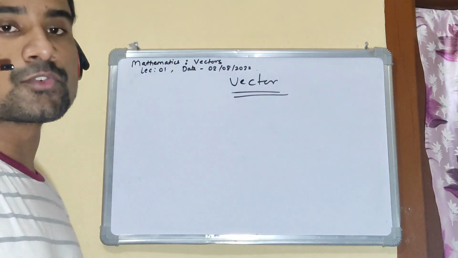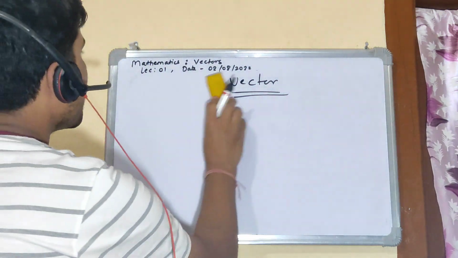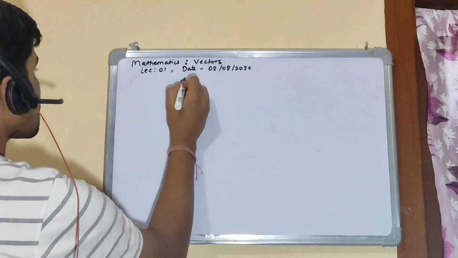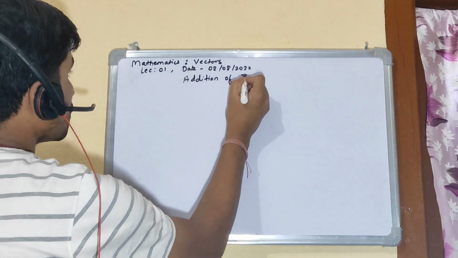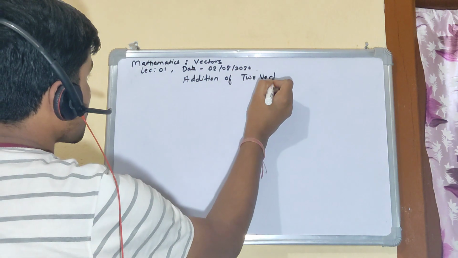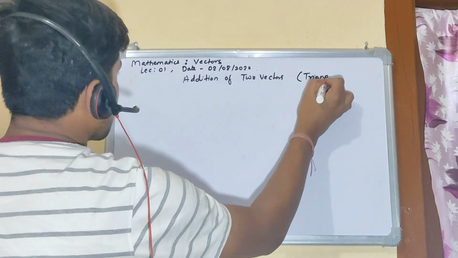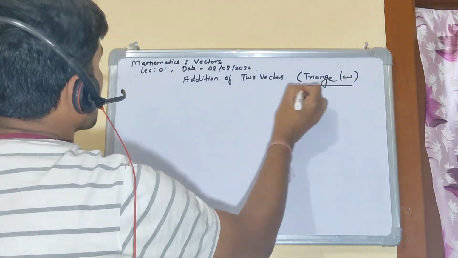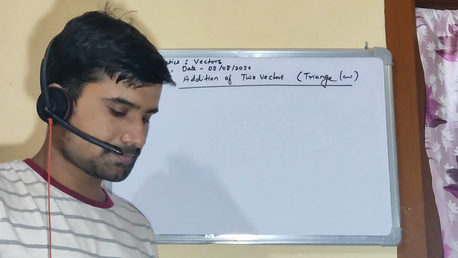So now addition of two vectors, which is a very important topic. Addition of two vectors, right? This is what is the triangle law of vector addition.